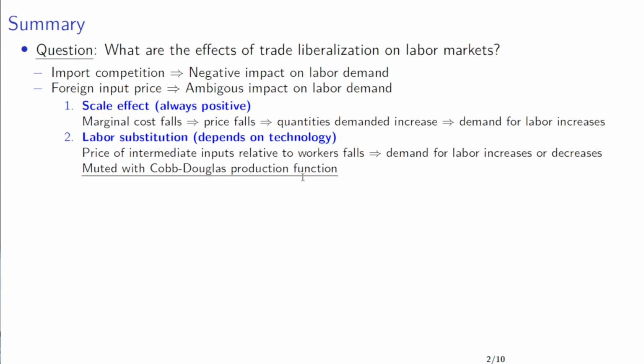On the one hand, yes, you have access to those intermediate inputs that allows you to reduce the marginal cost. It reduces the prices, there will be an increase in the quantities demanded, and ultimately an increase in the demand for labor.